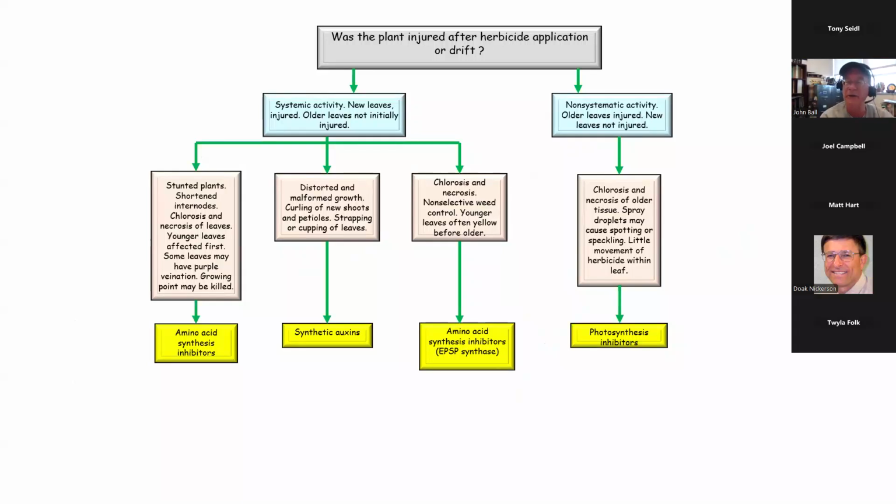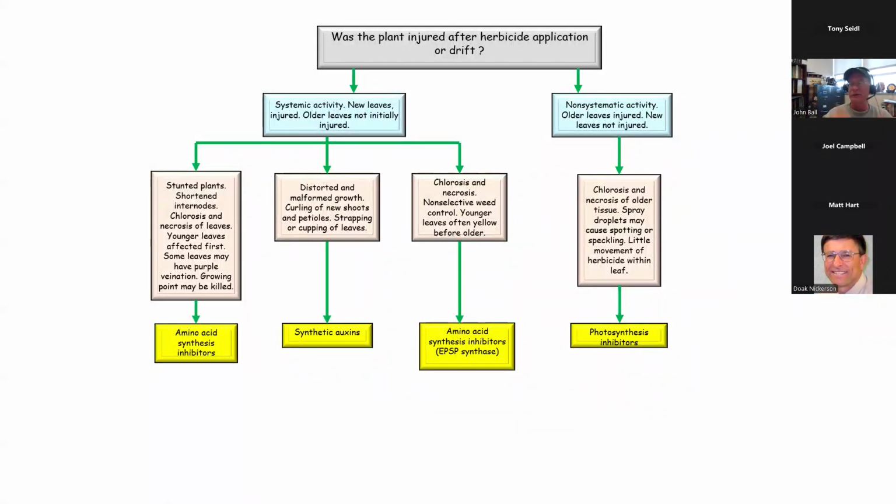And that's why we need to look at symptoms. This is looking at the most common herbicides that we have. It starts out: was a plant injured after herbicide application or drift? Then, what foliage is being affected, older foliage or new foliage? And then, what are the symptoms? Knowing that can get us down to the type of herbicide that was used, and from that, we know what to look for.